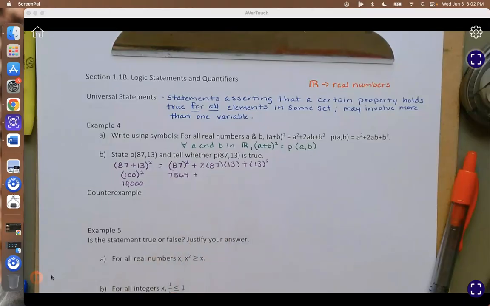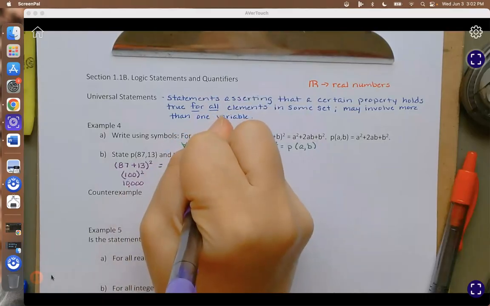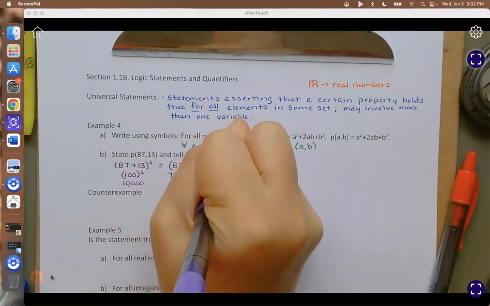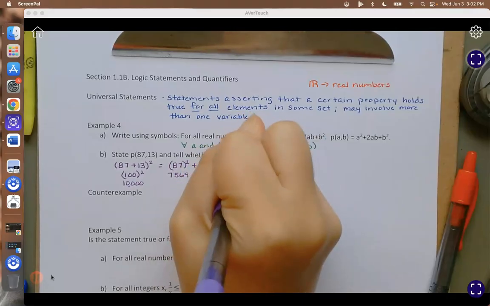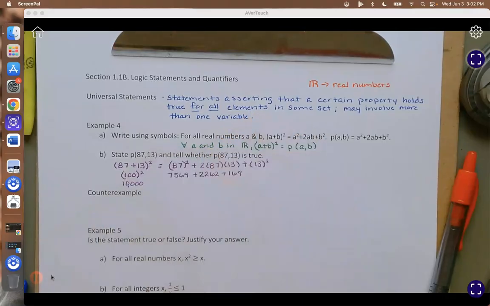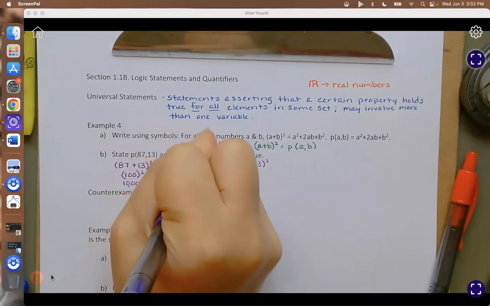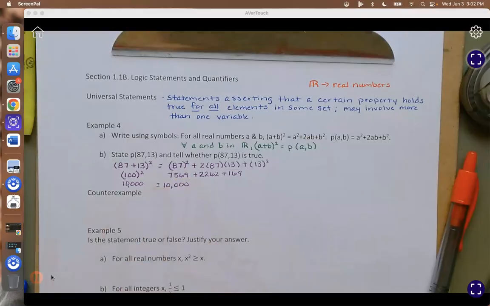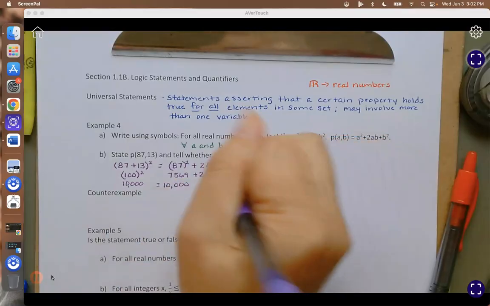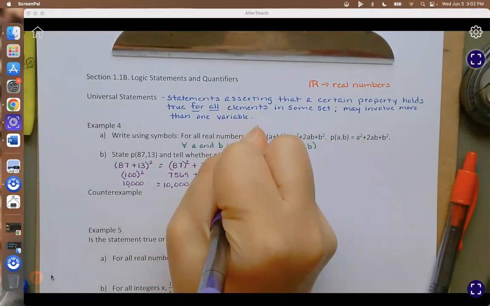And we'll do this middle piece. 2 times 87 times 13 is 2,262 plus 13 squared, which is 169. So 169 plus 2262 plus 7569 is 10,000. So when it says state something, that means work it out. And is this true? Yes, it is.